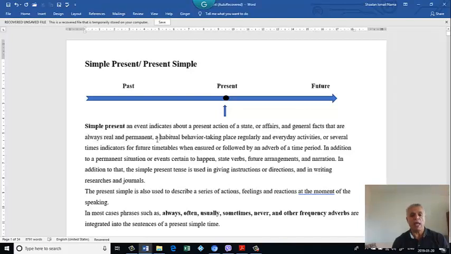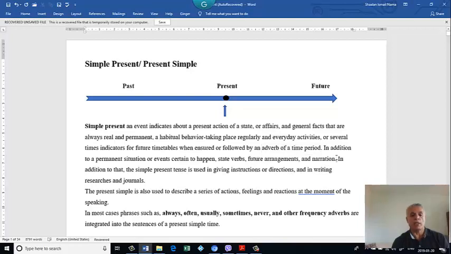or habitual behavior taking place regularly, everyday activities, or several times, indicators for future timetables when ensured or followed by an adverb of time or a time period. In addition, a permanent situation or an event certain to happen, state verbs, future arrangements, and narration.